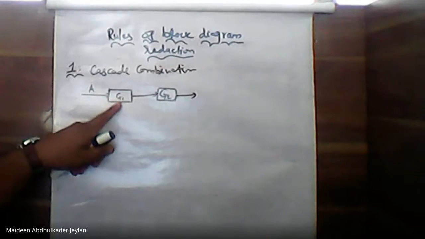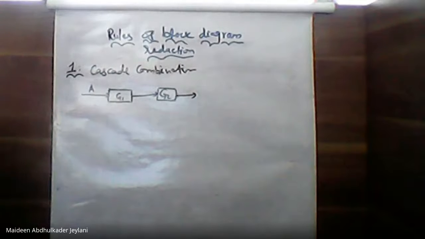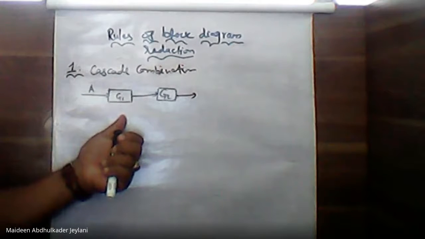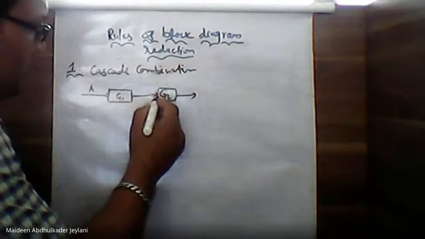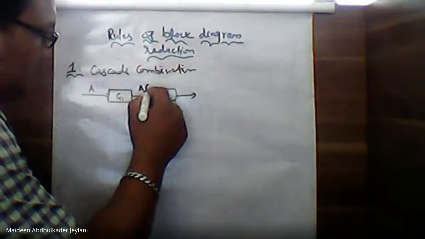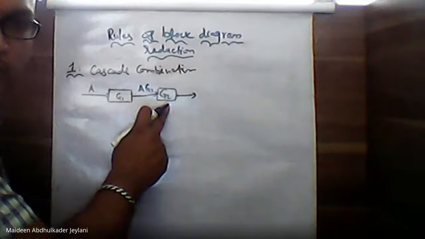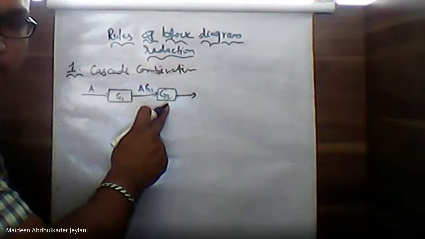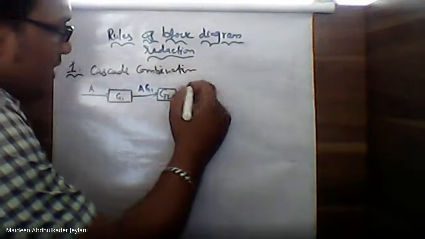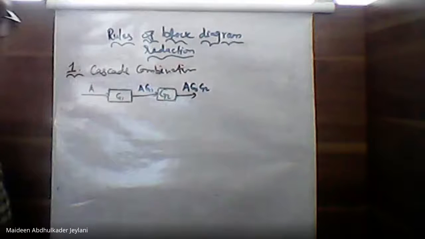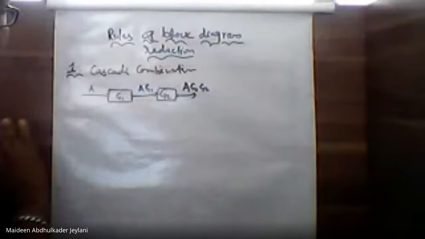So what will be the output of G1? It is the input to G2. It is a product of the input and system gain 1. Am I right? So the input of G2 is A G1. The product of A and G1 will be given to our G2. Am I right? And then the final output is A into G1 G2. This is the actual flow of signals in a cascaded system.